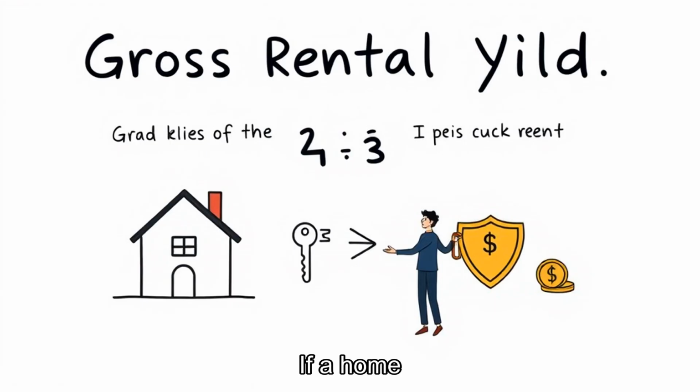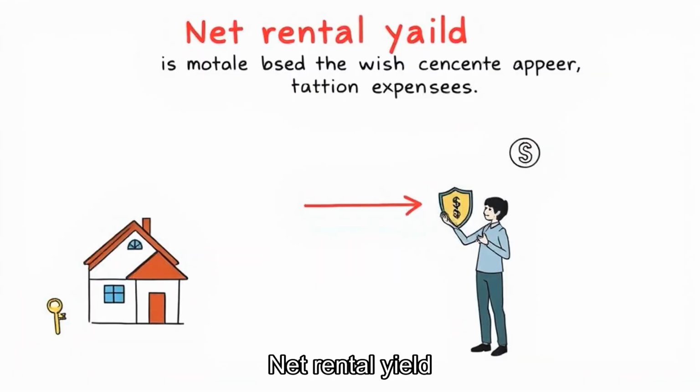If a home costs $300,000 and brings in $24,000 a year, the gross yield is 8%. That number is simple, but incomplete. Gross yield can make the surface story look simpler than the real situation. Net rental yield is more useful because it subtracts expenses.